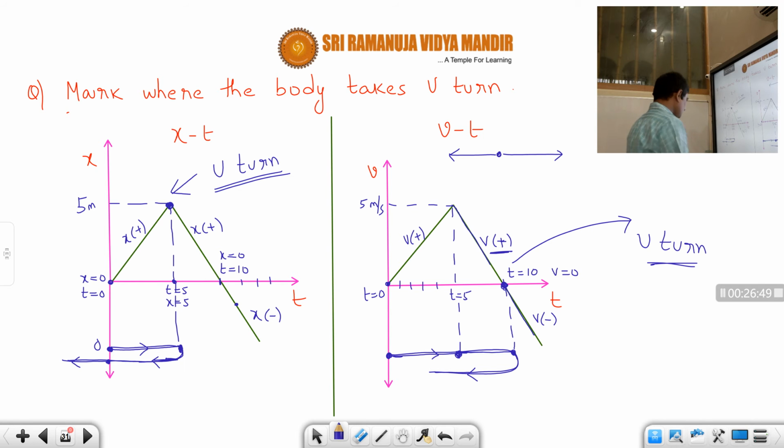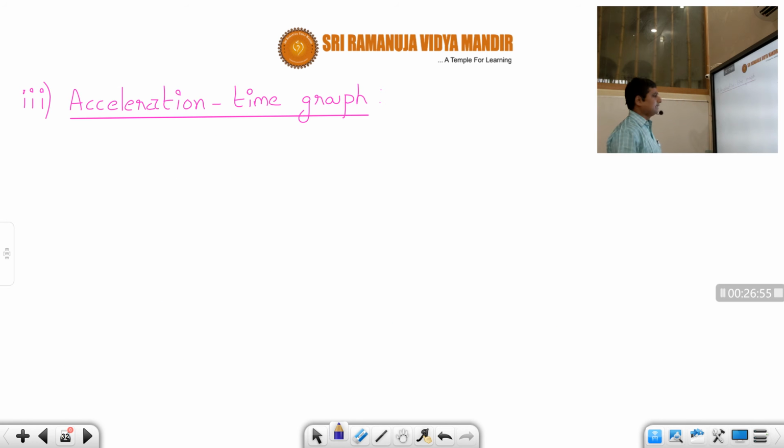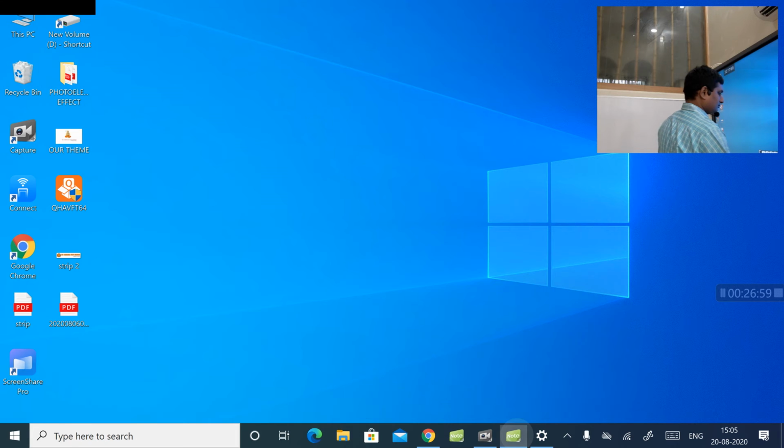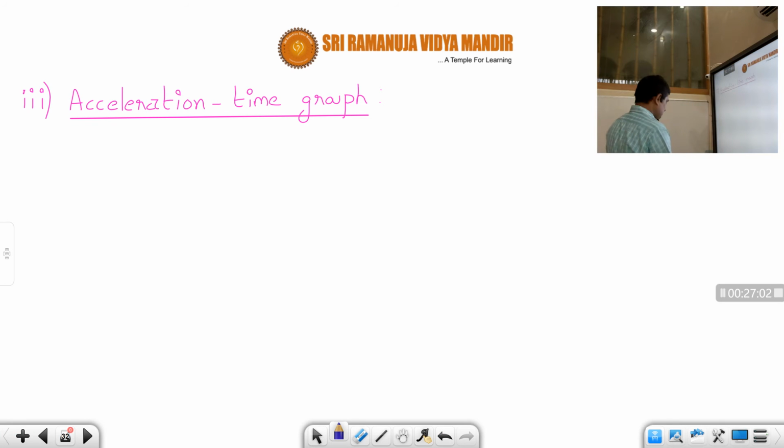Okay, students. Having understood this vt graph, now let us go into the at graph, students. Now let us go into the at graph. Okay, so this is also very easy, students. But you have to pay attention. This at graph is slightly tricky, not many students will understand. You have to pay attention, students.